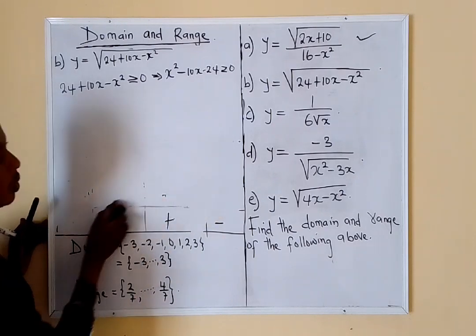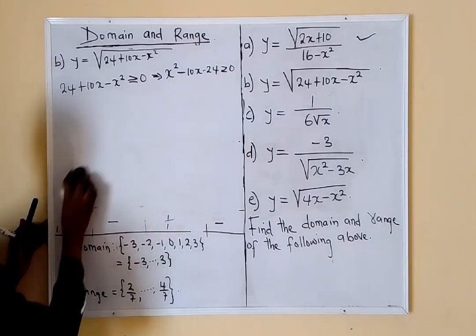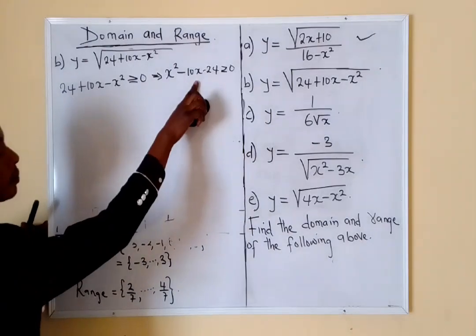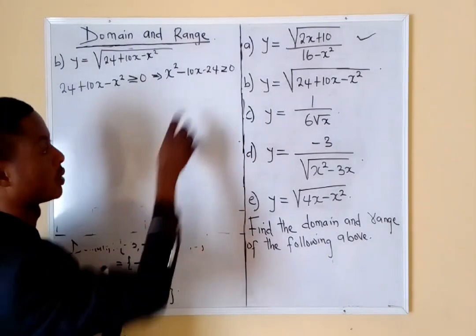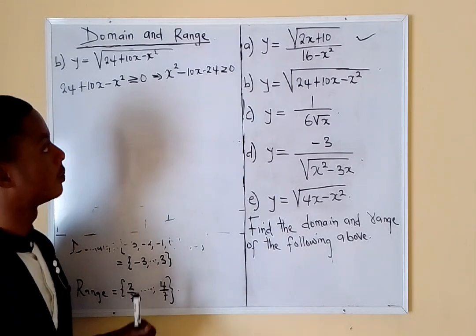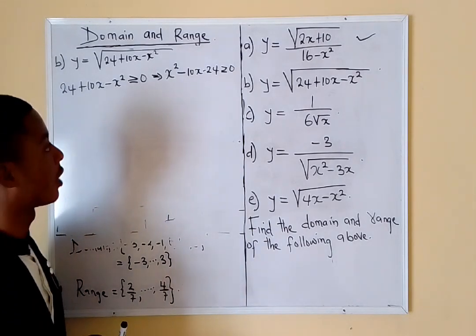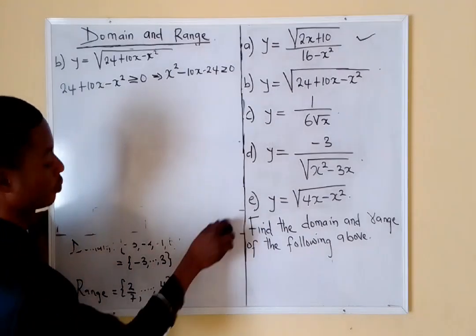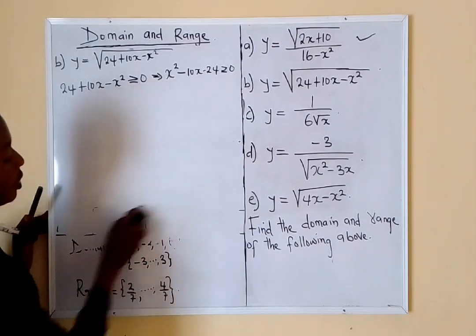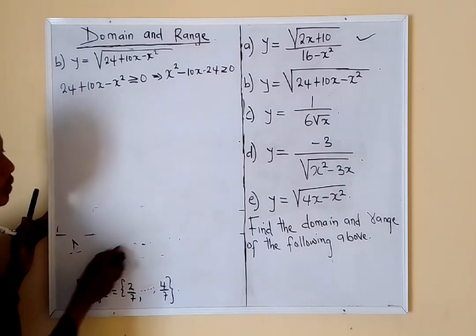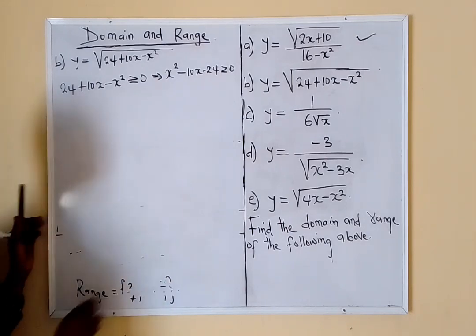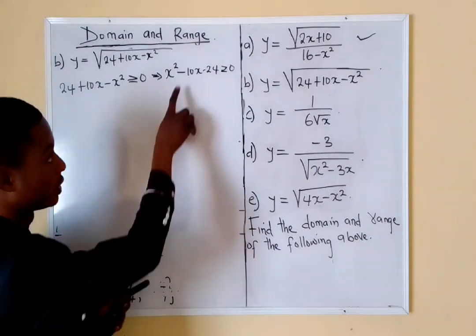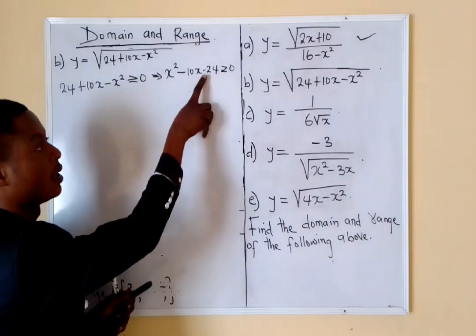So 6 times 4 is 24. 12 times 2 is 24. There are so many numbers that you can multiply to give you 24. But we must test for the sign to be the same. This sign here, when you are summing them, must be negative. So we are going to do 12 times 2. If you do minus 12 times 2, you have minus 24. Minus 12 plus 2 is minus 10. So the two factors are minus 12 and plus 2.